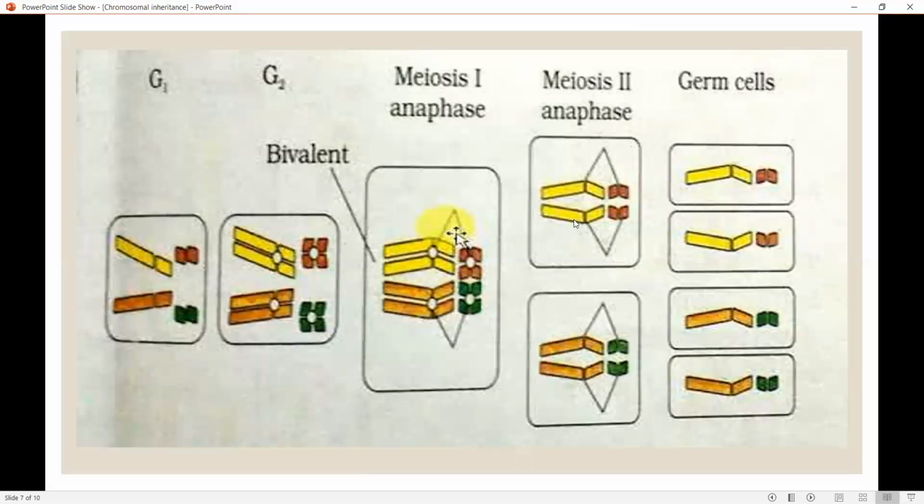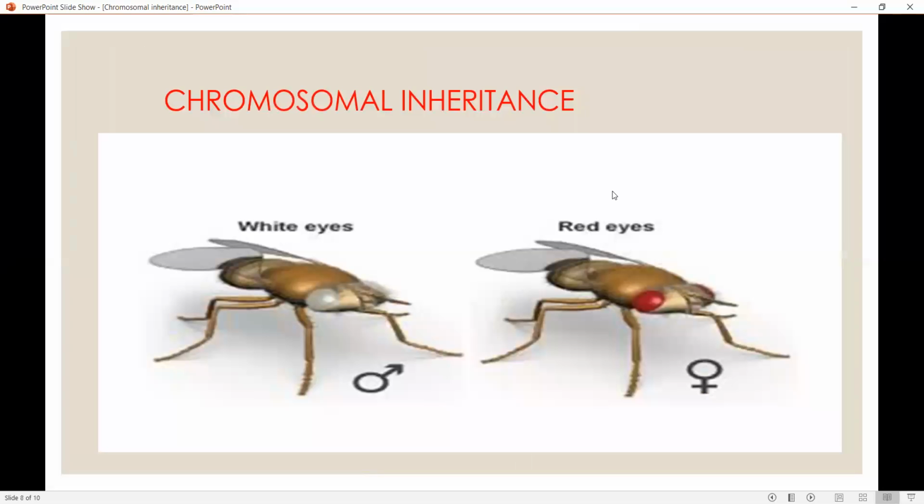In anaphase, first you see the two gametes or progeny cells produced from these cells: two cells, one chromosome moves here, another chromosome moves here. And in the second division, the two chromatids separate, and the other half they synthesize from the information of this DNA or chromosome.